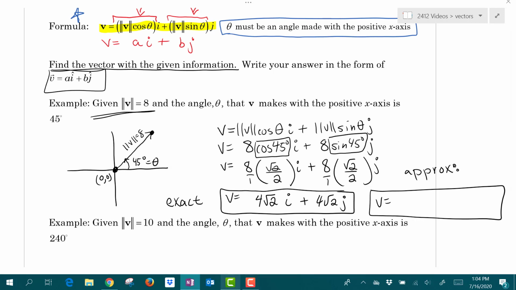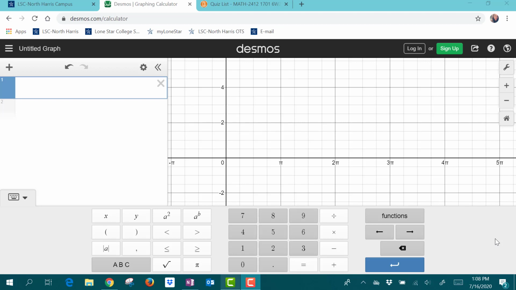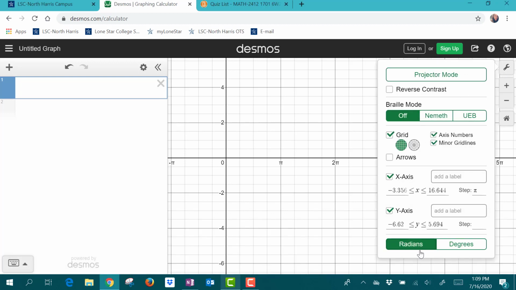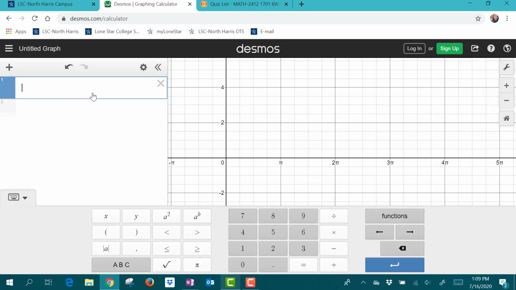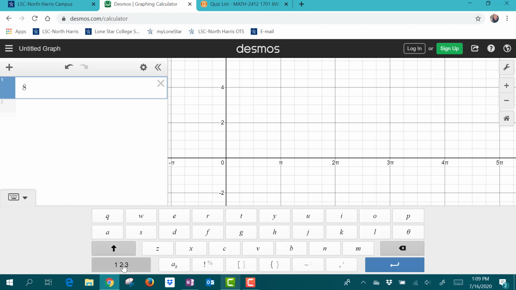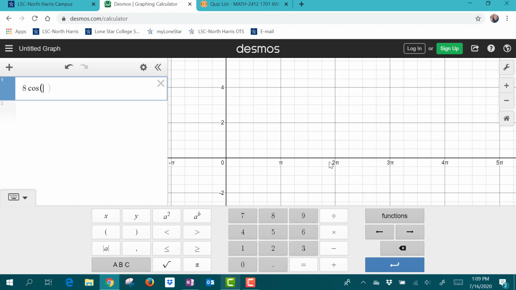Alright, so I'm going to go to Desmos. One thing I suggest when you're in Desmos and you're working with angles is that you make sure that Desmos is in the correct mode. So if you're working in radians, then use radians. If you're working in degrees, make sure you switch modes. We are working in degrees, so I'm going to go ahead and switch to degree mode. And I'm going to type in 8 times cosine 45 degrees. Alright, so that gives me about 5 point, let's say we round to the nearest 1 decimal place, so that would be about 5.7.